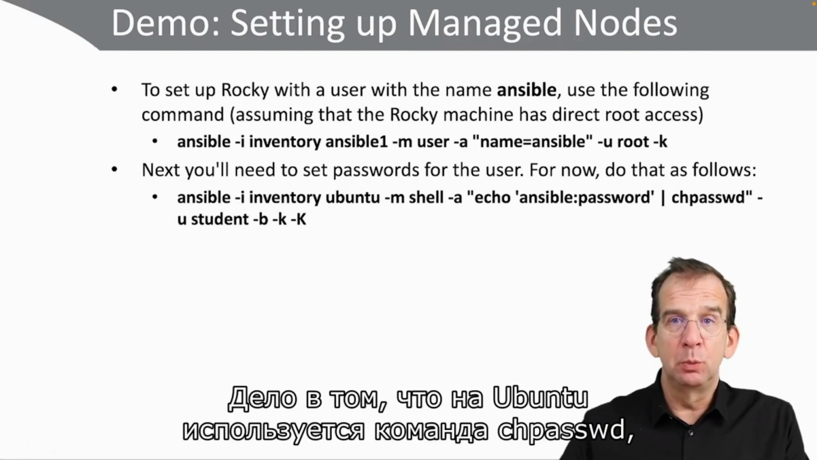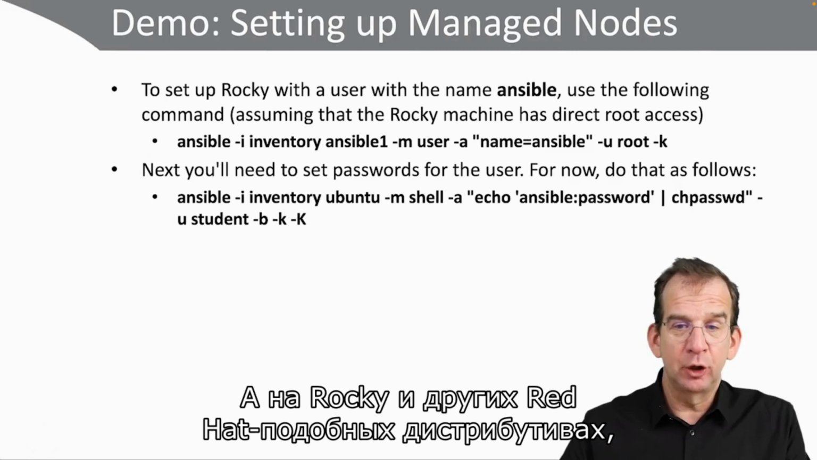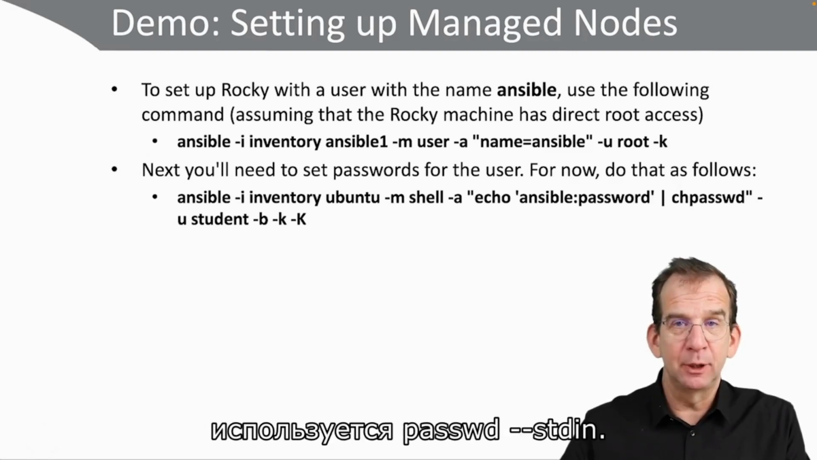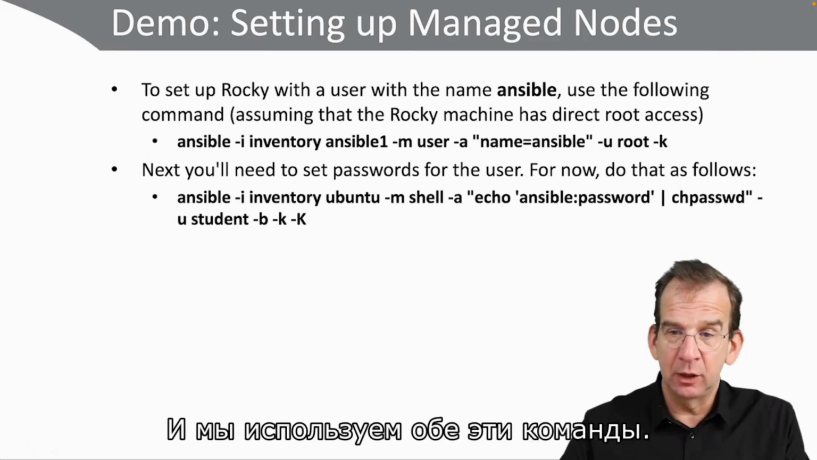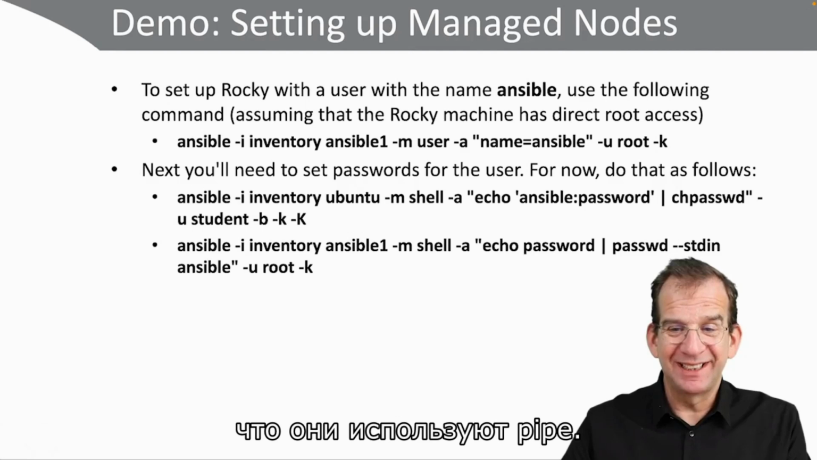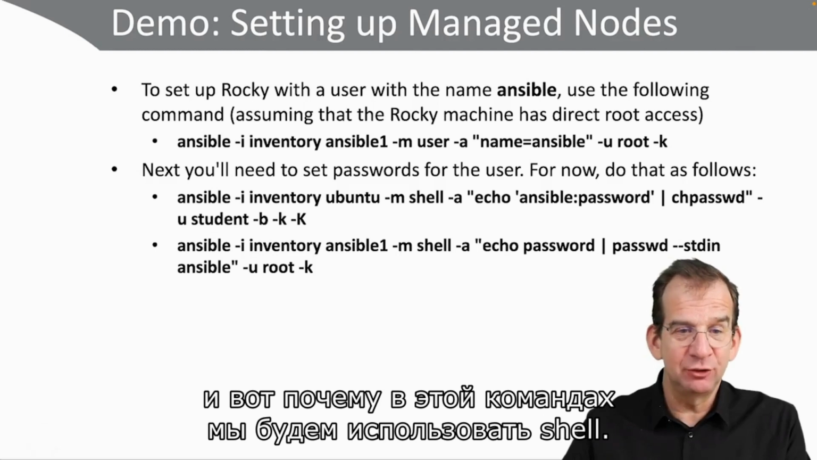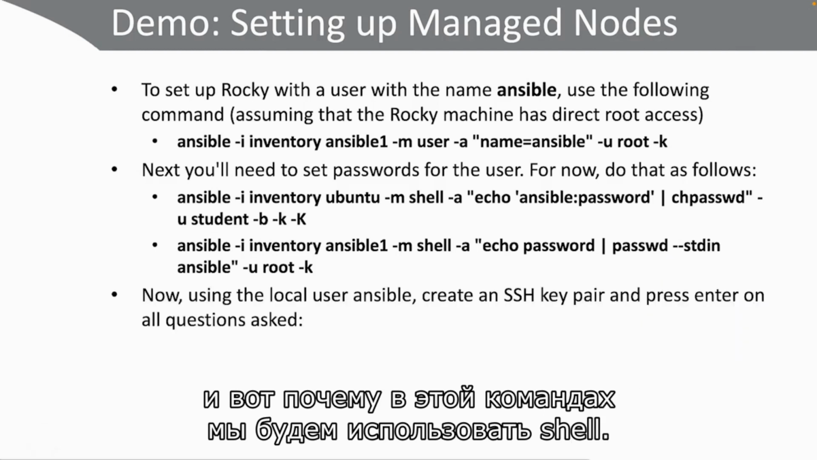The thing is that on Ubuntu there is chpasswd, which allows you to change the password for a user. On Rocky and other Red Hat related distributions, there is passwd --stdin, and we are going to use both of them. The interesting thing with both of these commands is that they have a pipe. Pipes don't work in the command module in Ansible, and that is why in these commands we are using shell.